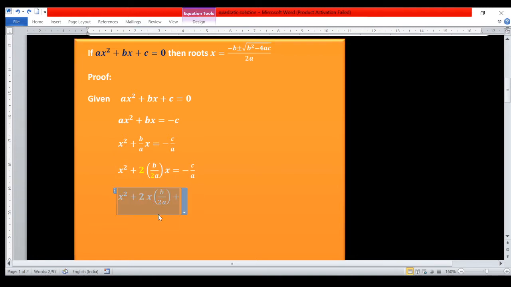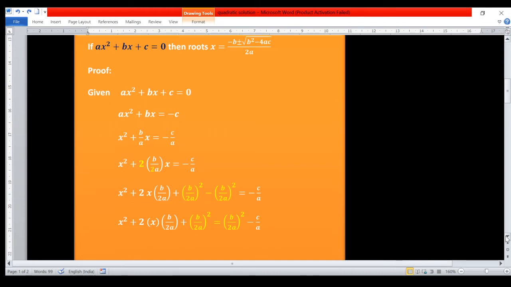Okay. So that bracket value is added and subtracted. See, x square, 2 is multiplied and divided, so 2x into b by 2a. So that bracket b by 2a, the square of that number is added and subtracted to balance. The next step, x square plus 2 times x into b by 2a is already there in the previous one. So one quantity, b by 2a the whole square, is added, and the other quantity is subtracted to get balance. That term is taken to the right side, b by 2a the whole square.